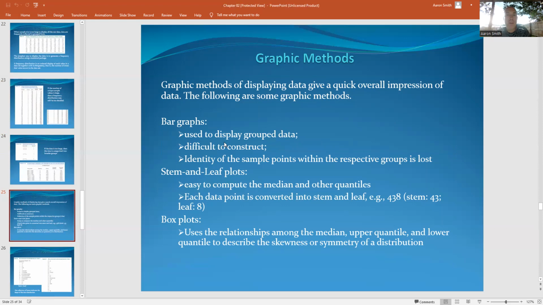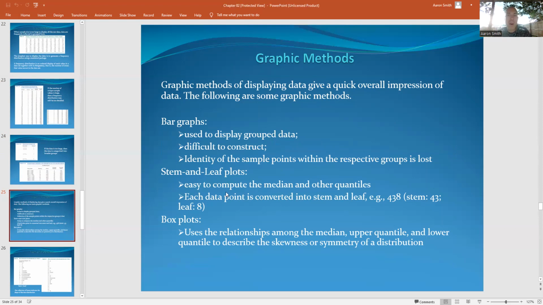All right, so bar graphs, we use that to display group data. They're not difficult to construct because we're going to have the computer do it for us, and we can identify sample points within the research. So the original identity of the data point is lost when we do this.